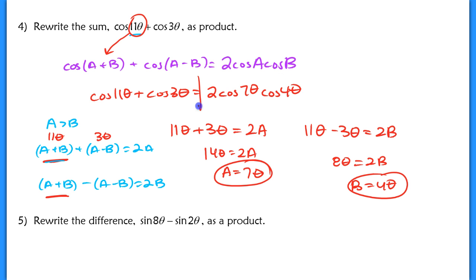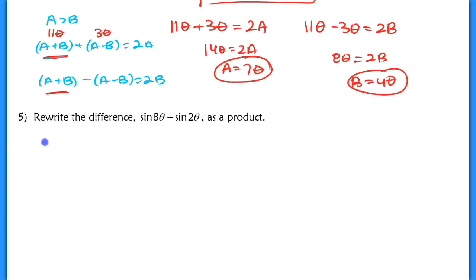That is actually how you take that sum and rewrite it as a product. So it's a little bit trickier because you're not just following a formula when you figure out which one to use. This one you actually have to do a little bit of solving in order to find your A and B values. All right, let's work on 5, which is a little similar again.